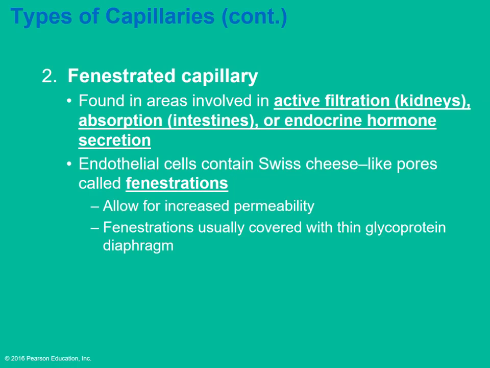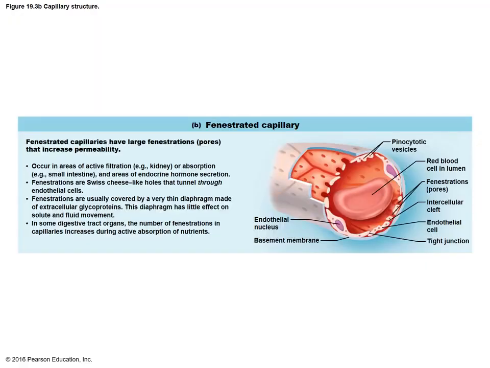And it goes in both directions, not only out of the capillaries into the interstitial fluid, but from that interstitial fluid, that fluid that's between the cells of the tissues, back into the blood. There's usually a very thin layer over, as you can see here, the little holes. That's what the fenestrations are.